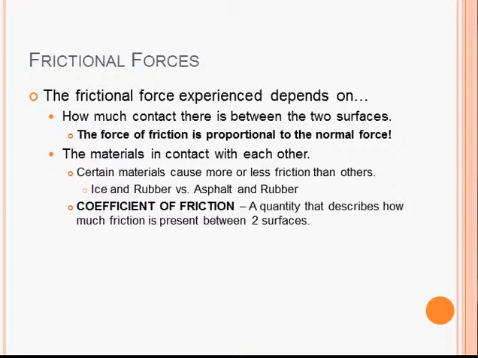Now, the other factor is material. The types of materials in contact will result in different frictional forces. And the reason is certain materials are more or less friendly to friction. And we have a value that measures that, and we call that the coefficient of friction. It's a decimal, basically, that describes how much friction is present between two surfaces. It could be very large, it could be very small.